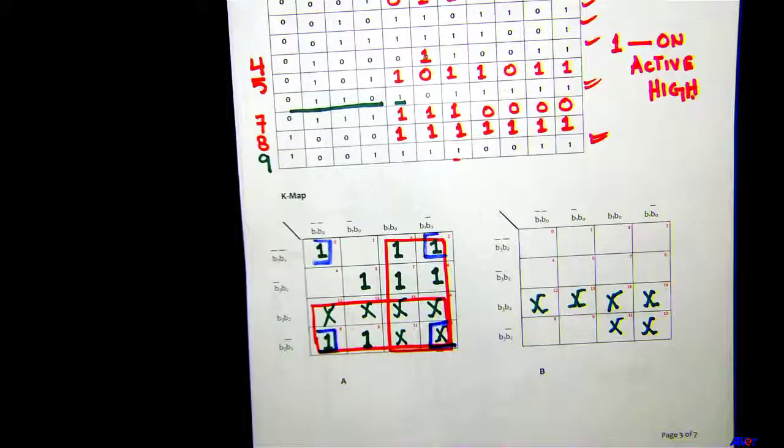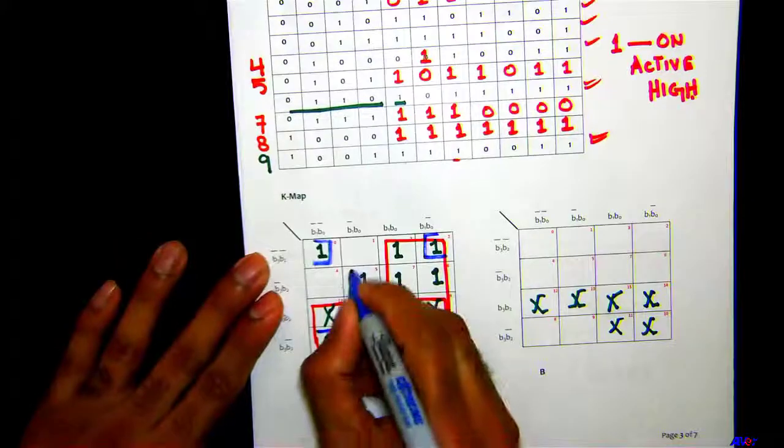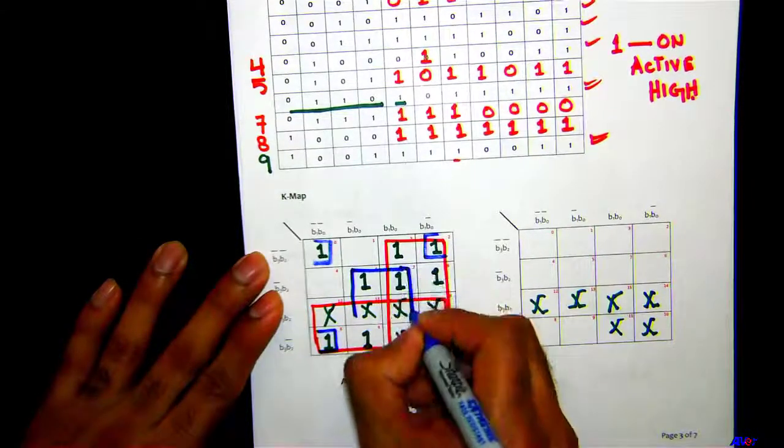We got one minterm that is still not covered yet. How can we cover that? Remember, our goal is to go for the biggest size of rectangle. Yes. 5, 7, 13, 15. Okay. All right. Sweet. Awesome. Thank you.